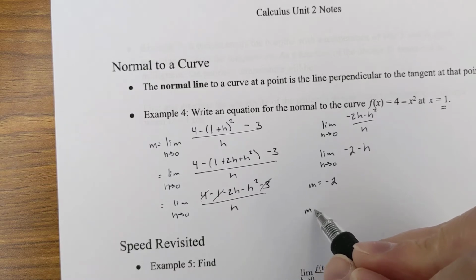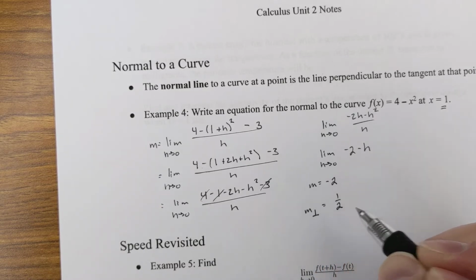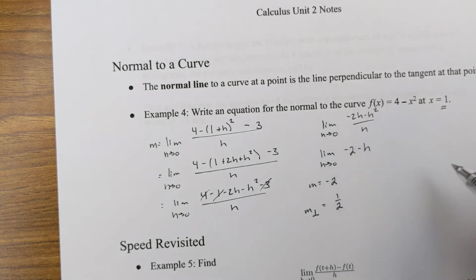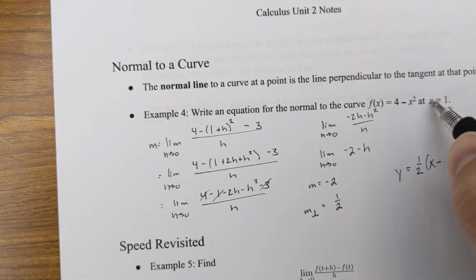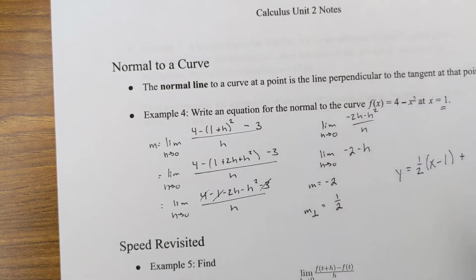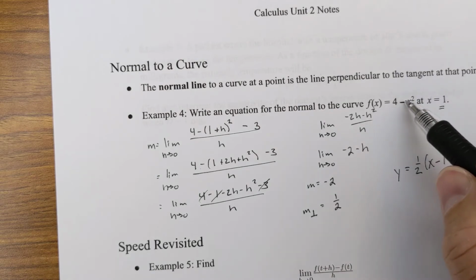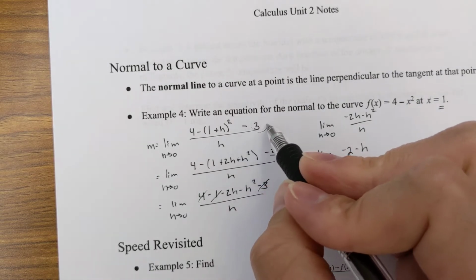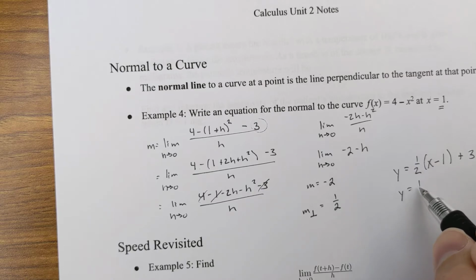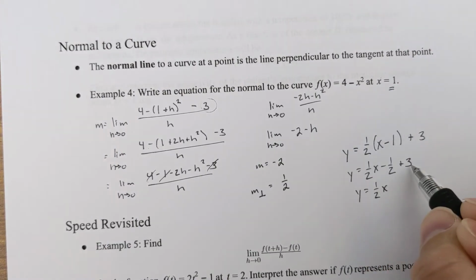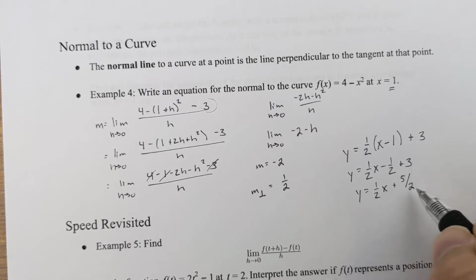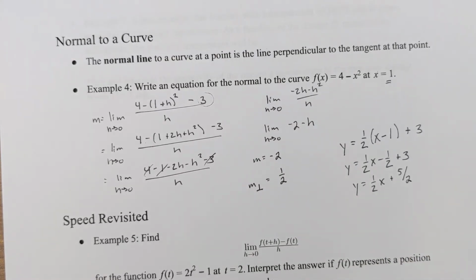So perpendicular slope is the opposite reciprocal. It's 1/2. So the equation y equals mx minus my x value, 1, plus my y value. So to find the y value, you plug x into your equation, you get 3, it's that number there again. So y equals 1/2 x minus 1/2 plus 3. So y equals 1/2 x, that's 6/2, so plus 5/2. That's the equation for the normal line to the curve through x equals 1.